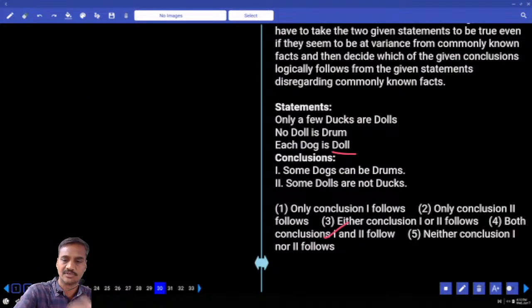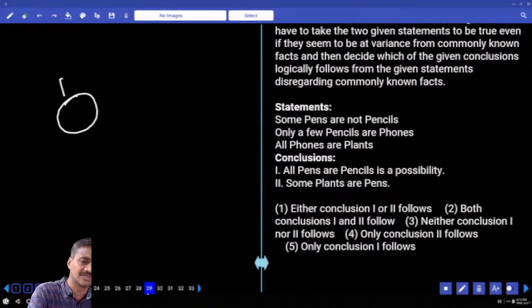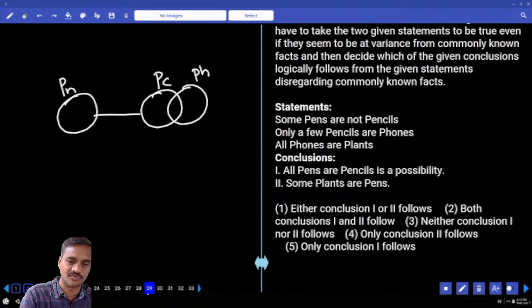Then 29th one. Now 29, some pens are not pencils. Some pens are not pencils in the basic diagram, pen and pencil like this. Some pens are not pencils and only a few pencils are found. Only some of the pencils are found but not all. And all phones are plants. This entire phones is a part of this plant.